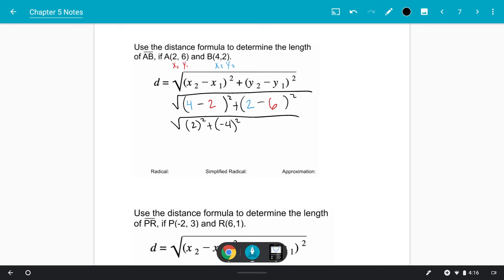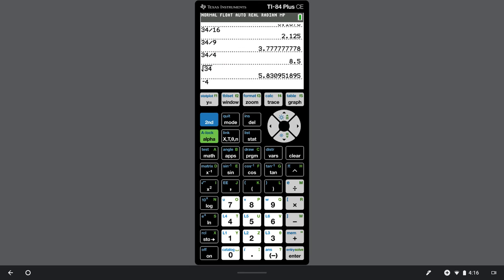Here's where you've got to be careful. If you type negative 4 squared into your calculator, it's going to say negative 16. That's wrong. What negative 4 squared actually means is negative 4 times negative 4, which is 16. The point is it should always be positive, okay?